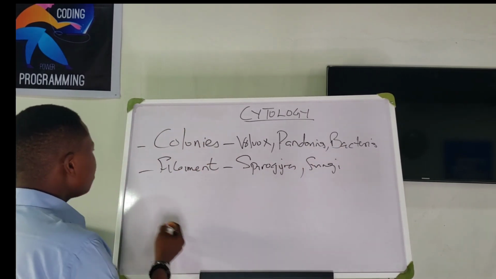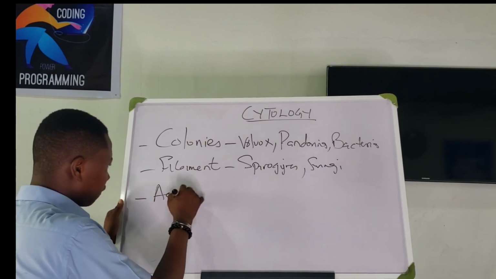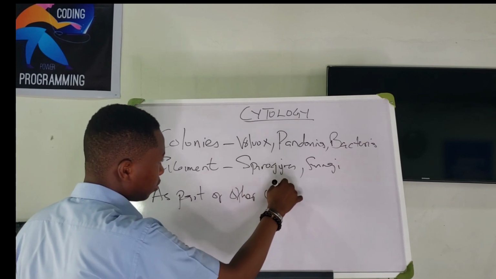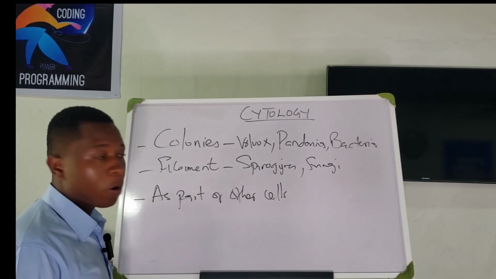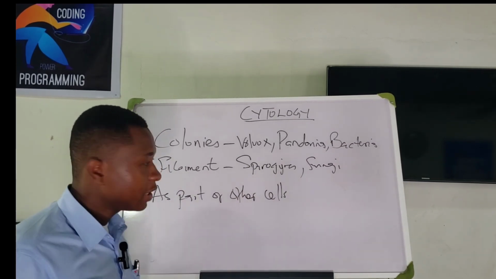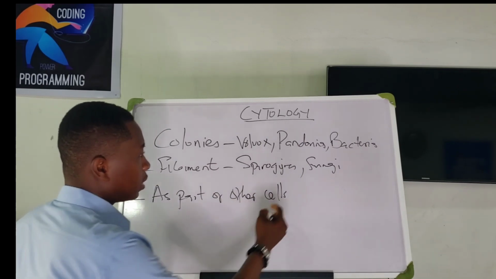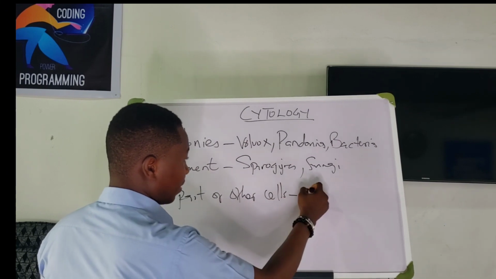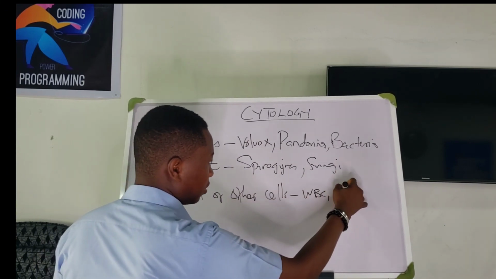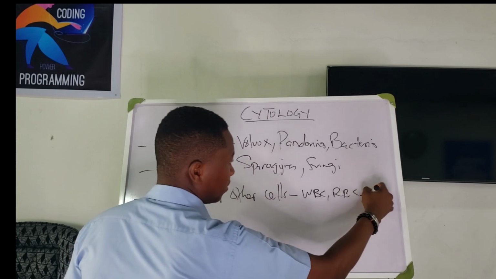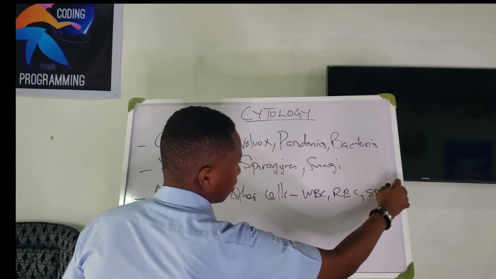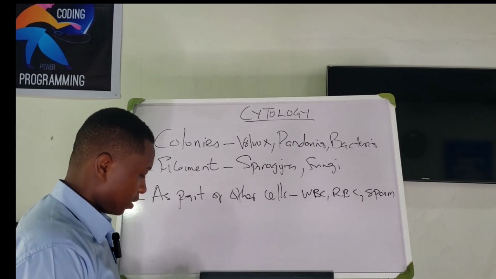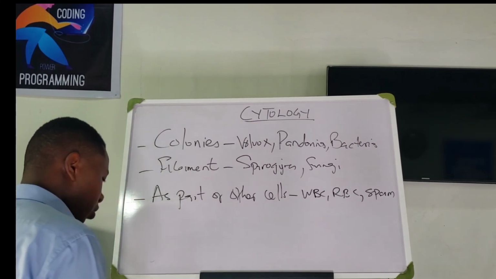Now we also have cells existing as part of other cells, or part of other organisms. An example of this is the white blood cells, the red blood cell, and the sperm cell, because they exist as part of other living organisms. So that is that.